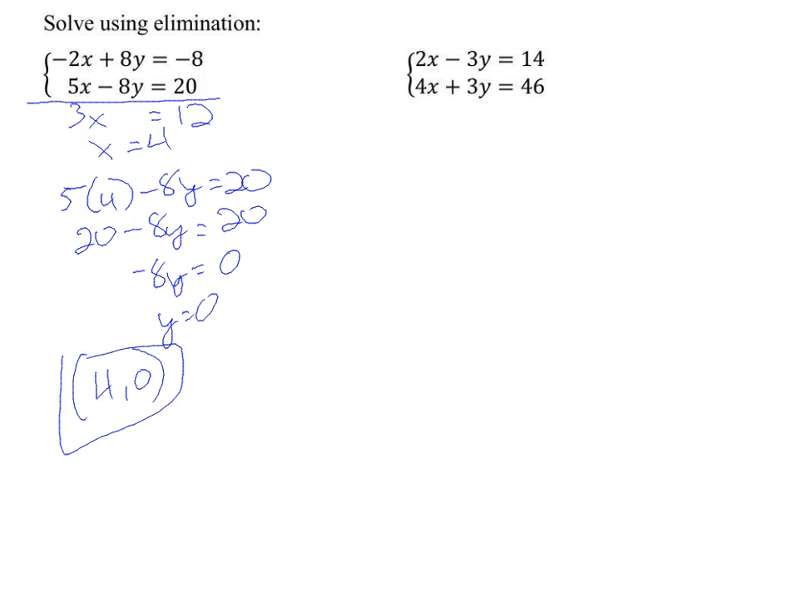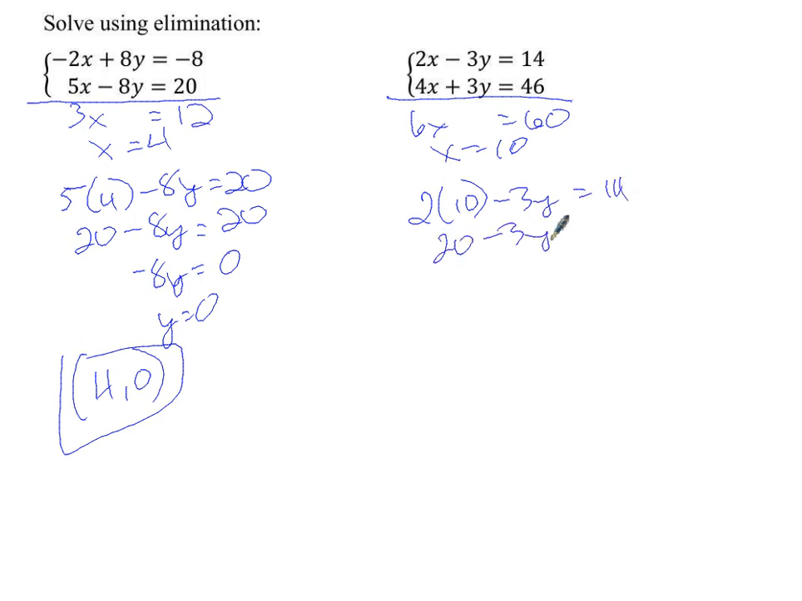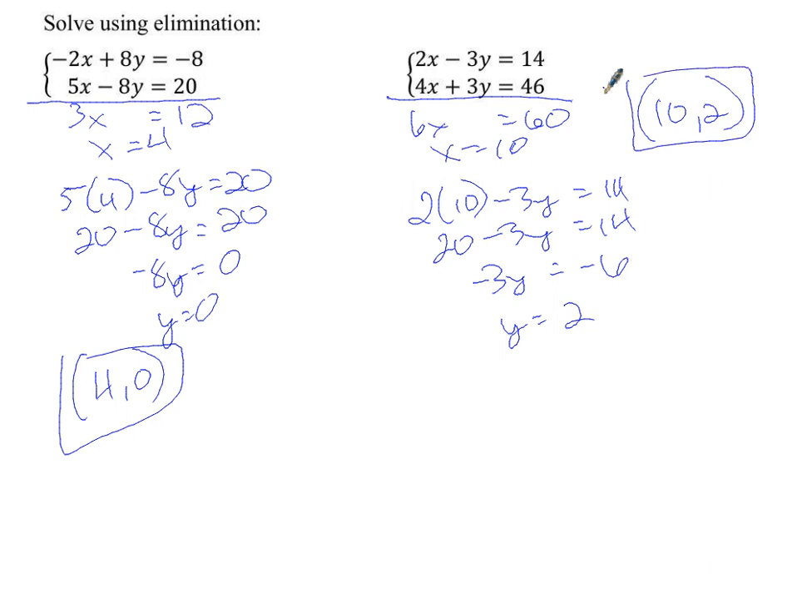Are we ready to add right now? Okay, so we do. And we get 6x equals 60, so then x equals 10. Now substitute. I'll pick the top one for fun. 2 times 10 minus 3y equals 14. So that's 20 minus 3y equals 14. Subtract 20 from both sides, negative 3y equals negative 6. Divide both sides by negative 3 and you get y equals positive 2. So then the answer is (10, 2). And then check.